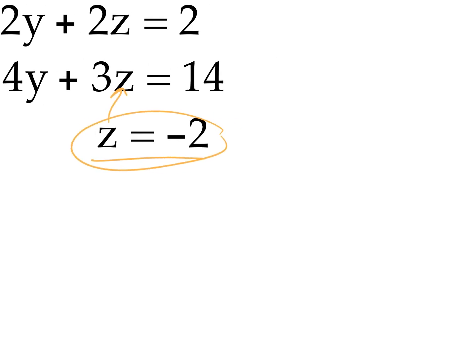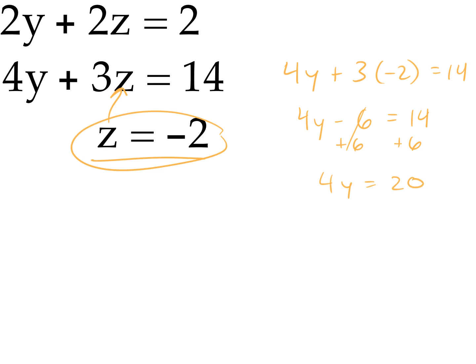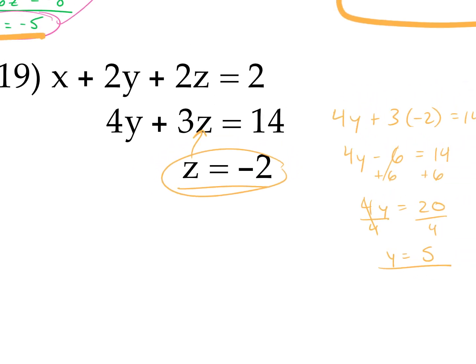So I have here 4y plus 3 times negative 2 is equal to 14. So 4y minus 6 is equal to 14. What's next? Add 6. So 4y is equal to 20. And then divide by 4. So y is equal to 5. Perfect. What would we do next? Plug it in. We have z and we have y, so let's plug them both in. Z is -2 and y is 5.